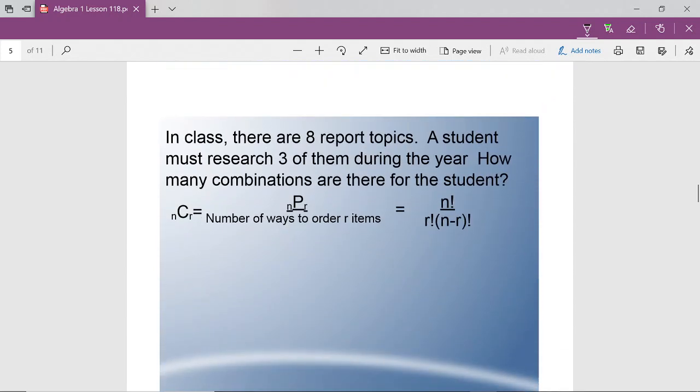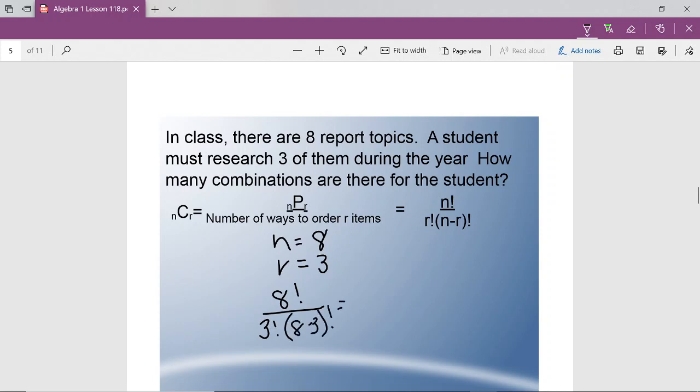Okay, how about this one? In a class, there are 8 report topics. A student must research 3 of them during the year. How many combinations are there for the student? Because it doesn't matter the order. They can choose these in any order, doesn't matter. So we have n amount of report topics, which is 8, and a student is going to choose 3 of them. So we plug it in and say 8 factorial over 3 factorial times 8 minus 3 factorial.